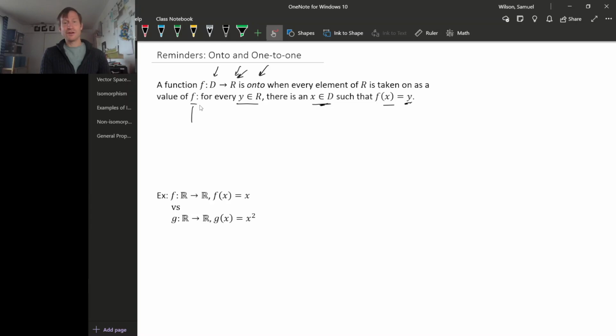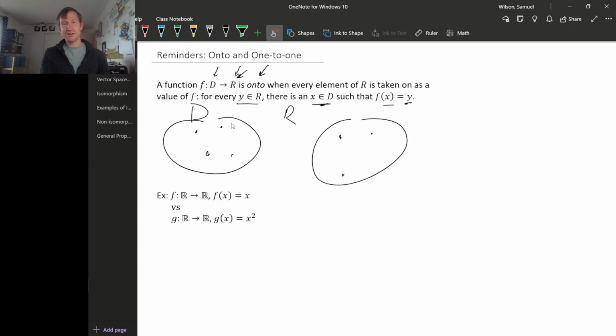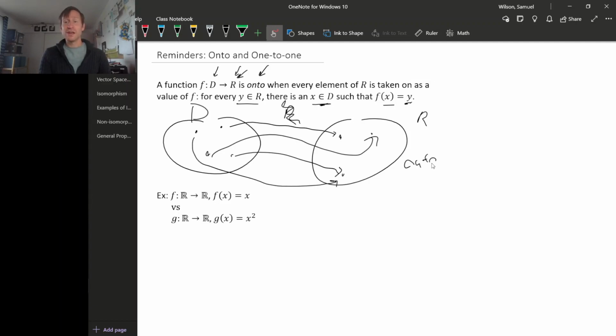So pictorially, if you have a domain with all of these elements in it and a range with some elements in it, you can draw a function as arrows that tell you where in the domain goes to where in the range, right? And a function is onto if everything in the range gets hit.